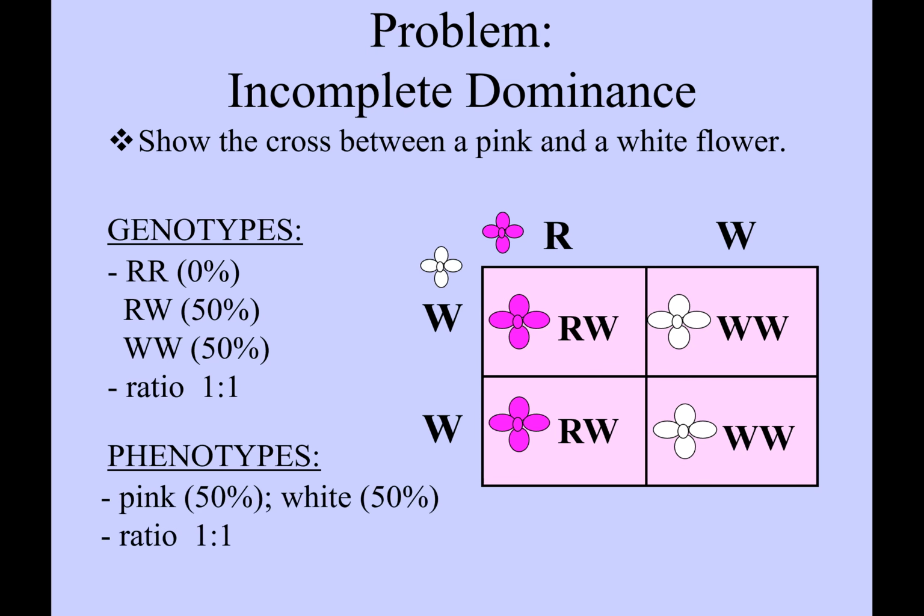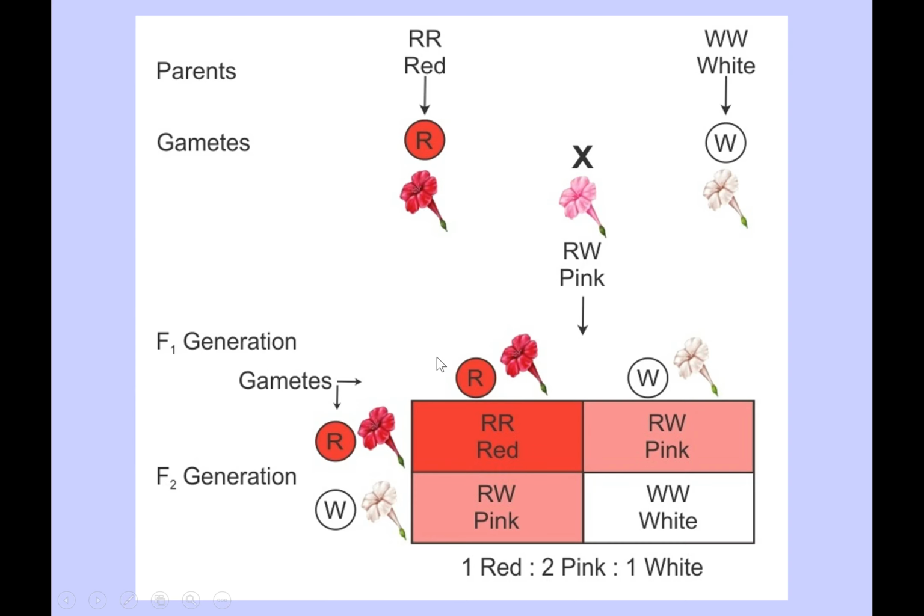For my phenotypes, I have a 50% chance of being a pink offspring, and I have a 50% chance of getting white offspring from the cross between these two flowers, or again, a 1-to-1 ratio. So here's another example, very similar, still sticking with these flowers, showing you that you have red and white, and the combination of these two gives you pink.